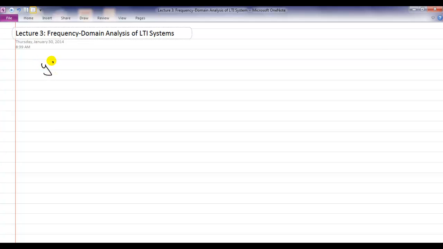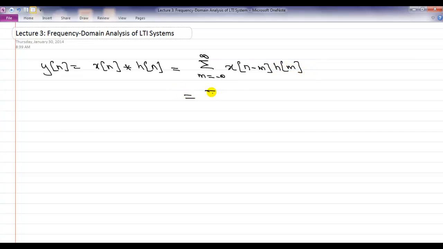So for discrete time LTI systems, the output is the convolution of the input and the impulse response, which is simply equal to x of m, h of n minus m, summed from m equals minus infinity to infinity. It's just an analog of the continuous time operation, except instead of integration, we now have summation.